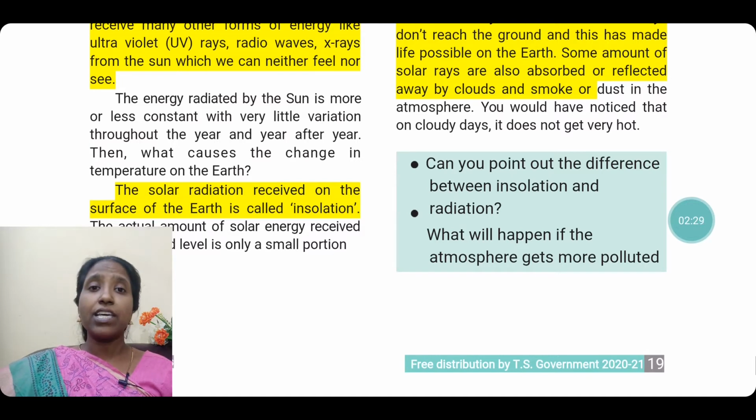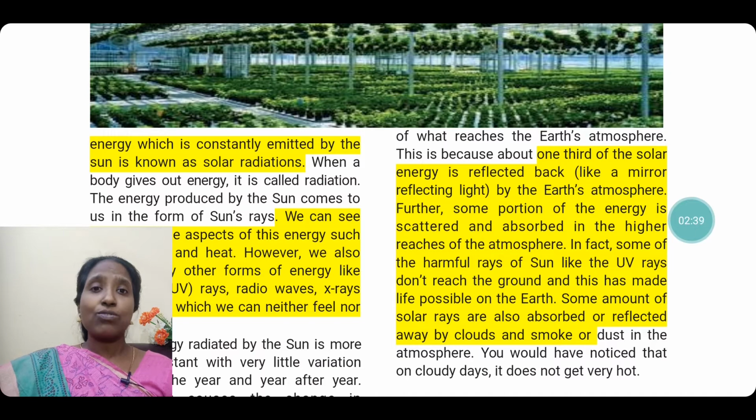That is, the energy is released from the sun. That is radiation. By the time the solar radiation reaches the earth, there is a huge lot of change in this energy. Let us see what that is. One third of the solar energy is reflected back by the earth's atmosphere. Whatever comes is again reflected back towards the sun itself. Further, some more portion of the solar energy is scattered and absorbed in the higher reaches of the atmosphere. Some of the solar radiation is absorbed by some part of the atmosphere.